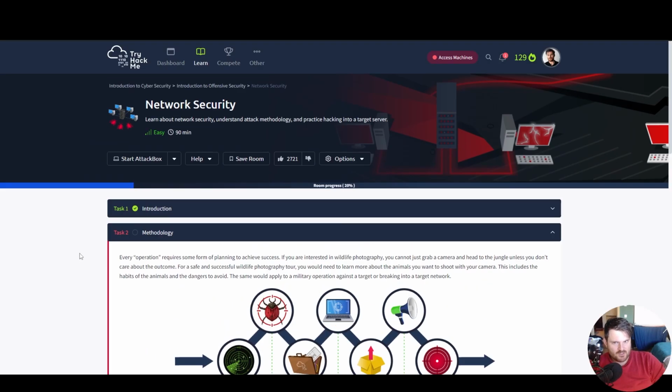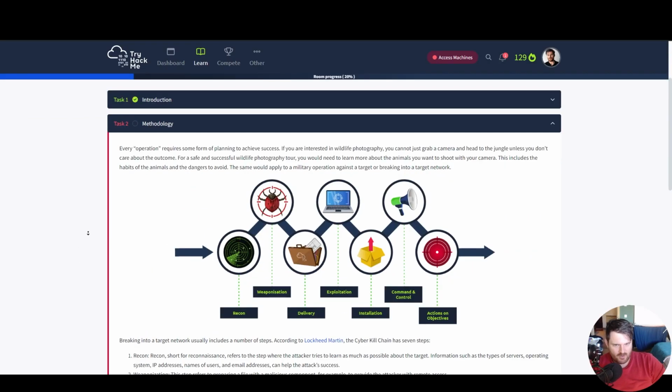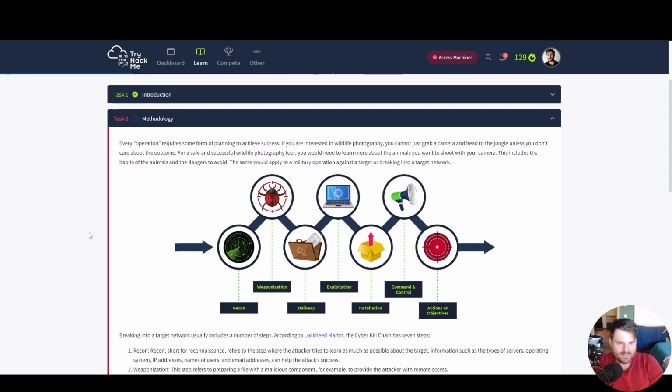Task number 2, methodology. Every operation requires some form of planning to achieve success. If you are interested in wildlife photography, you cannot just grab a camera and head to the jungle unless you don't care about the outcome. For a safe and successful wildlife photography tour, you would need to learn more about the animals you want to shoot with your camera. This includes the habits of the animal and the dangers to avoid.